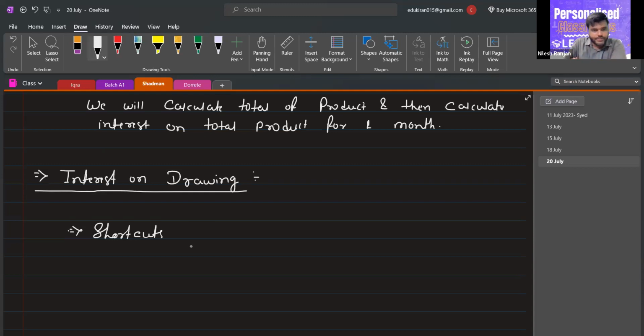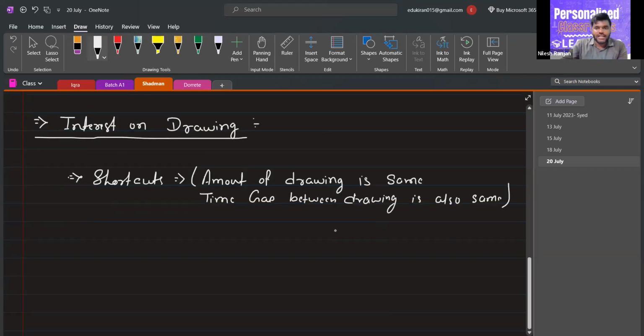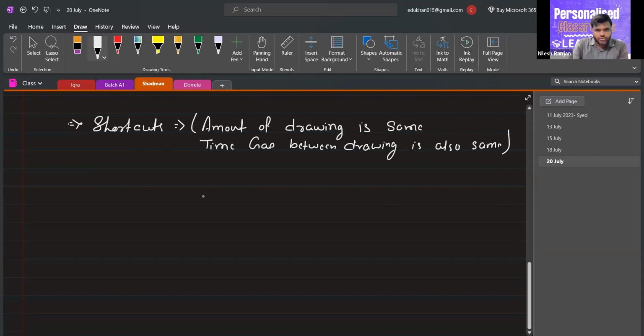Okay, actually, there are 2 conditions for application of the shortcut. The amount of drawing is the same, and the time gap between drawings is also the same. So if these 2 conditions are satisfied, then we will calculate interest on drawing by shortcut.